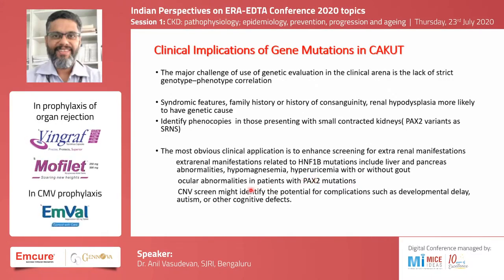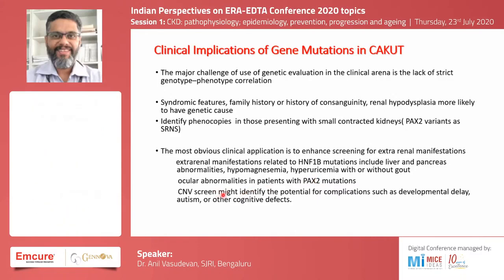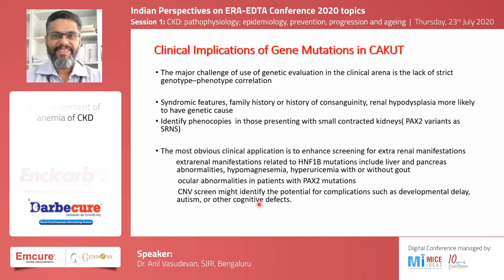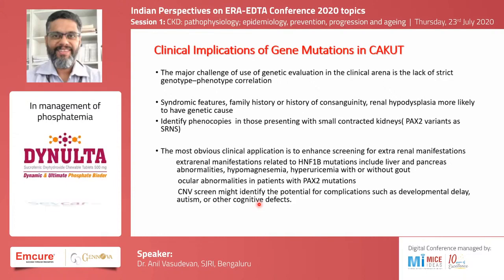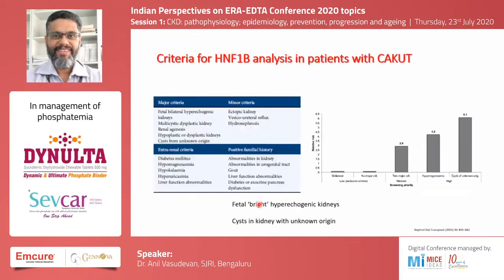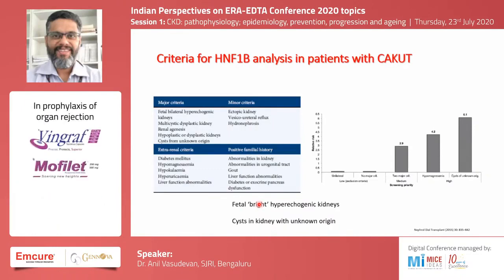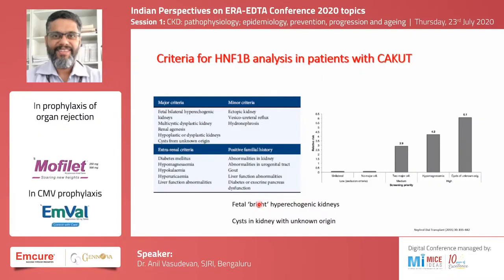And what is also known is that many of the CNVs are associated with neurodevelopmental delay and other cognitive defects. So these children can have poor scholastic performance or delay in very many of the milestones, which was initially attributed to the severity of the kidney disease. So these data show that there are no strict criteria to order genetic testing. But however, in patients, there are criteria that have been developed, especially for screening for HNF1 beta.